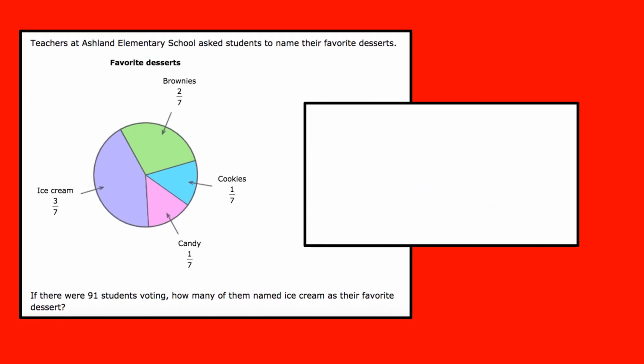Teachers at Ashland Elementary School were asked to name their favorite desserts. If there were 91 students voting, how many of them named ice cream as their favorite dessert? In this problem, we're only being asked about ice cream. So we look at ice cream on the graph, and it says 3/7 of the students named ice cream as their favorite. 3/7 of 91 is equal to 39.